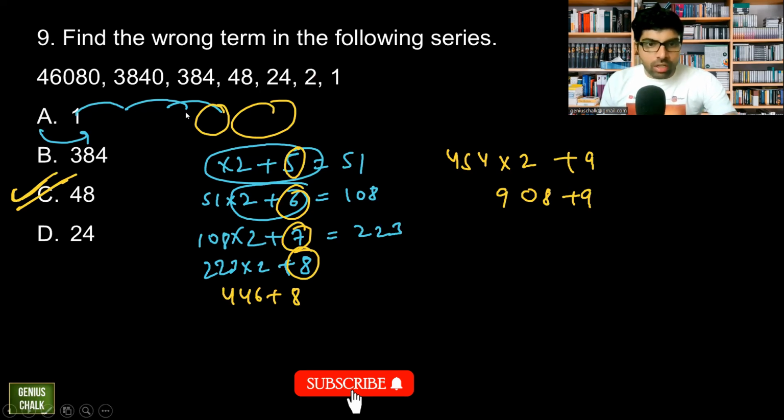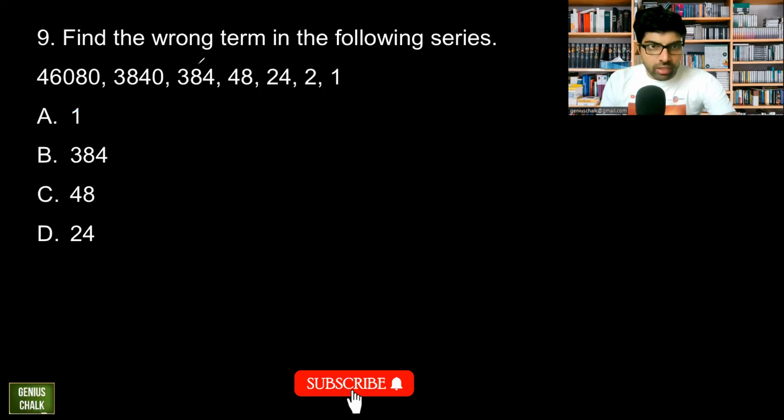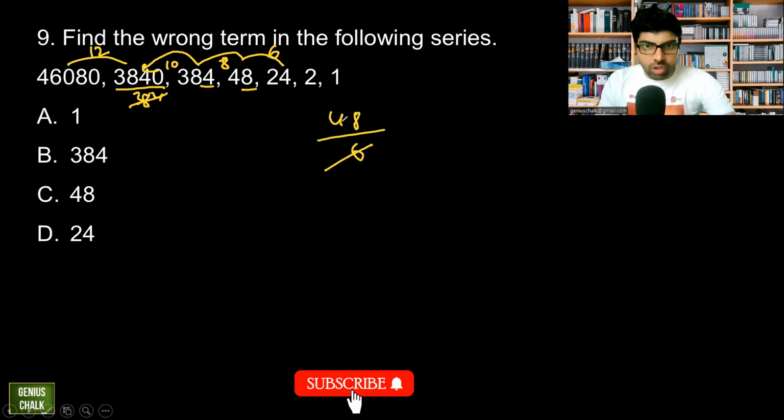Ninth one, wrong term in this. So if you check the multiplying factor here, you see 3840, if you divide this by 384, it will be 10. Then if you see 8 is 64, it is division by 8. So here, if you check, it is 12. So 12, 10, 8, it must be 6 now. But 48 by 6 is not going to give you 24. So this is the wrong term here. It is not 24. It should be 8. If it is 8, the next is 12, 10, 8, 6. Next must be 4. So 8 by 4 is 2, and 2 by 2 is 1. That is absolutely correct. So the wrong is 24.